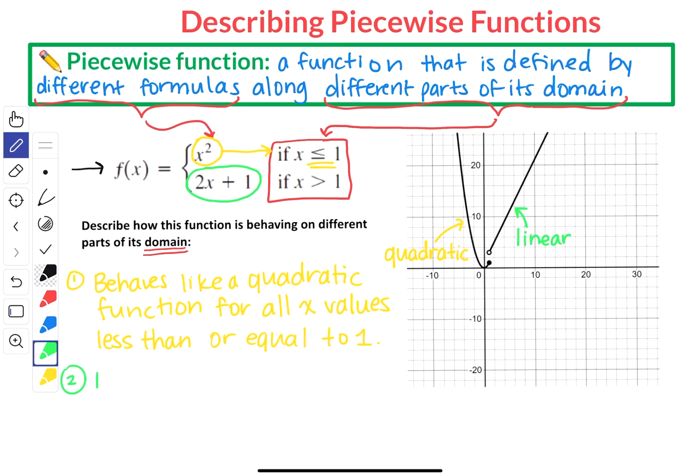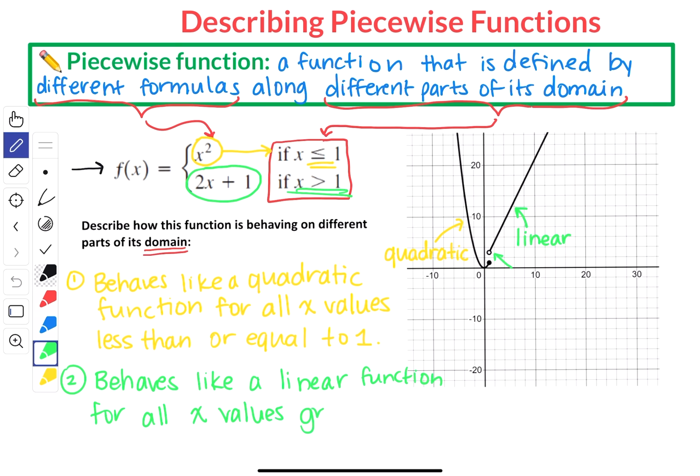And now I'm going to use that same format to say that this function behaves like a linear function. And again, come back here to the domain, and we're going to notice that we also have, even if you weren't given it, you can tell that it's just a greater than because of the open circle here. So it behaves like a linear function for all x values greater than 1.